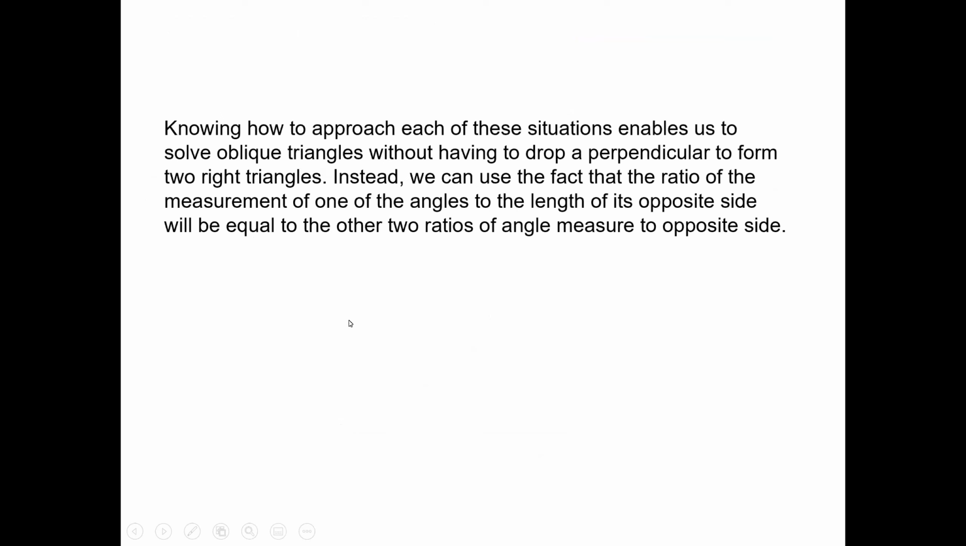Knowing how to approach each of these situations enables us to solve oblique triangles without having to drop a perpendicular to form two right triangles, like we mentioned before. Instead, we can use the fact that the ratio of the measurement of one of the angles to the length of its opposite side will be equal to the other two ratios of angle measurement to the opposite side. Now, let's look at it in the formula.